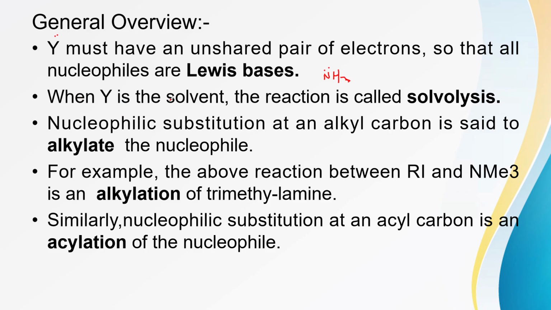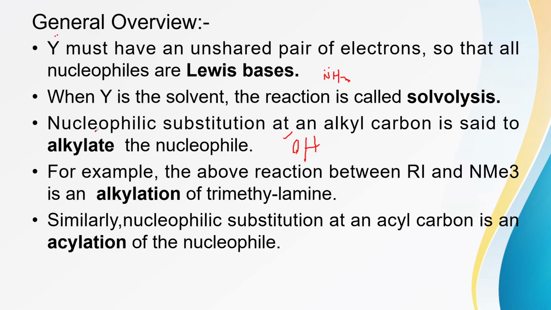Second, if Y is the solvent, the reaction is called solvolysis. It means that if the nucleophile is provided by the solvent in which the reaction is occurring, then this is known as solvolysis. Take the example of alcohol. If we want an OH group in a reaction and we perform this reaction in alcohol, and this alcohol provides the OH group, then the required nucleophile is provided by the solvent, which is alcohol. So we can say that this process is known as solvolysis. When the required nucleophile is provided by the solvent, this is known as solvolysis.